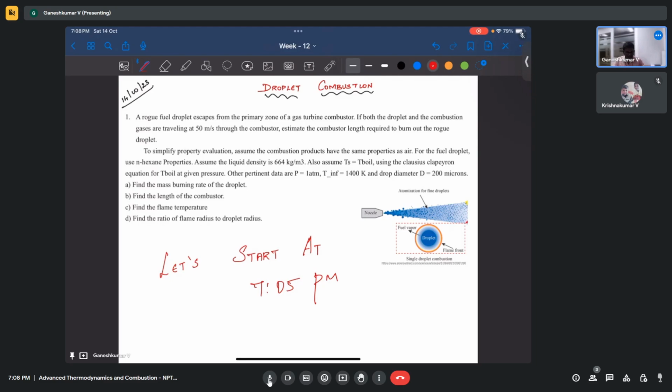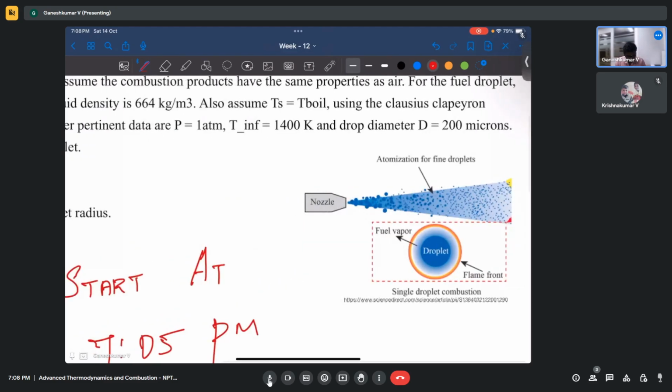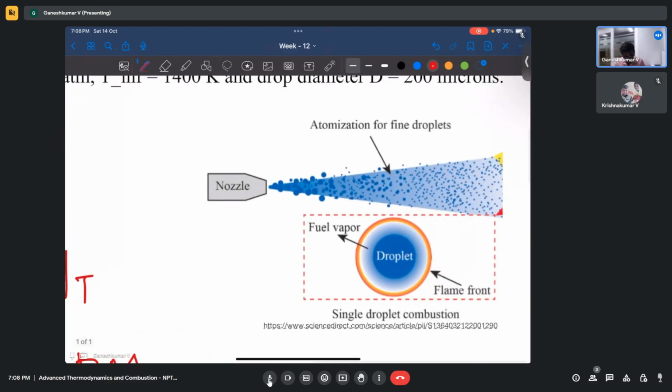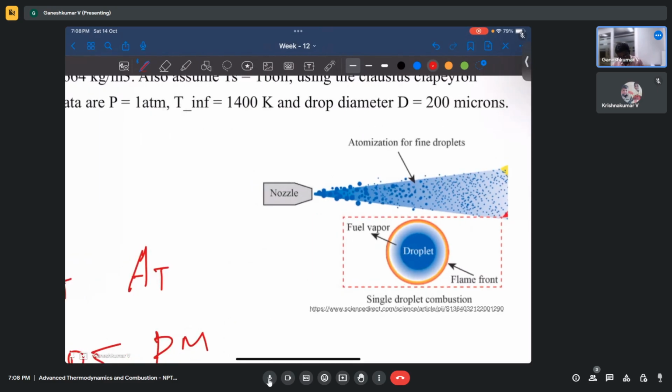So basically I took this image from one of the research papers. It's an interesting image. So basically this will be our droplet, and it will be fully liquid. And what happens, liquid becomes vapor. I mean, it gets evaporated here, and then you see a flame around it. Okay, so the vapor comes here and the oxidizer meets here, and both of them combust over here and products go everywhere. So that is the concept. That is how the droplet combustion happens.